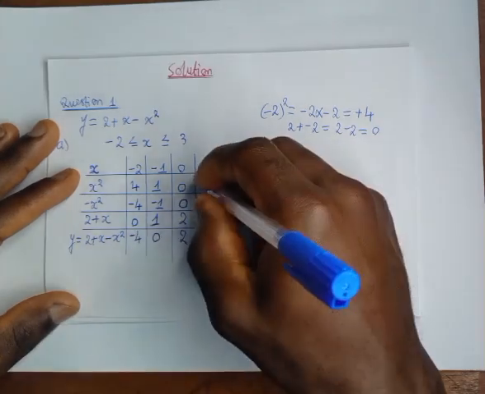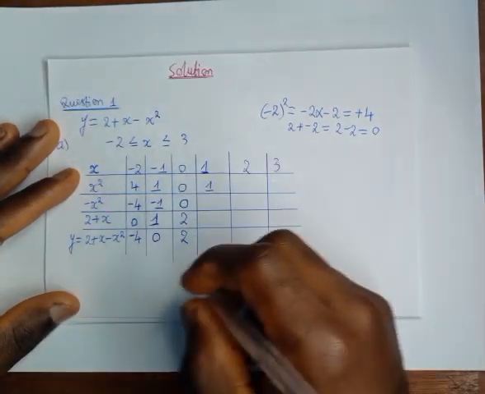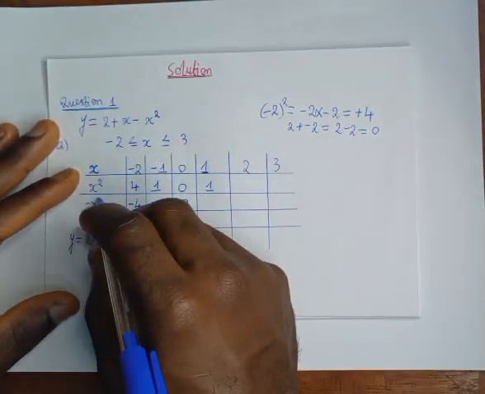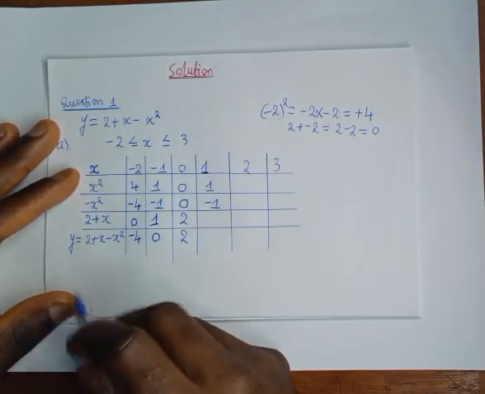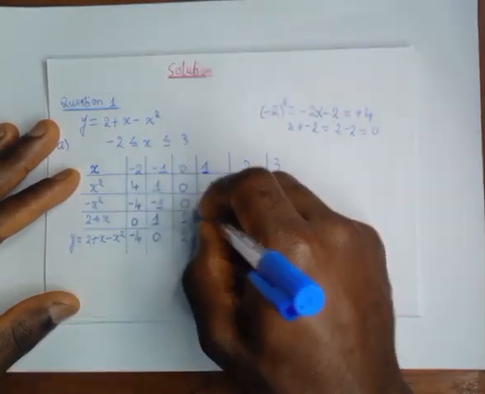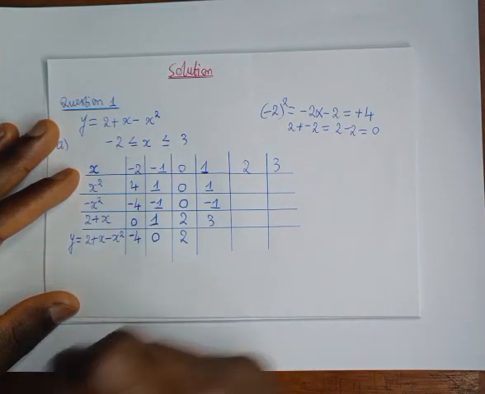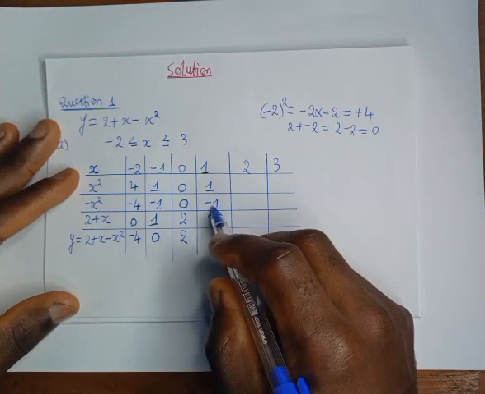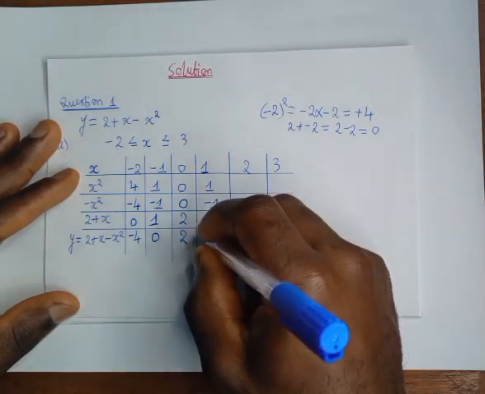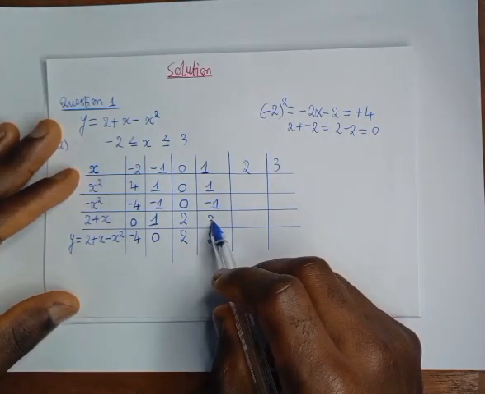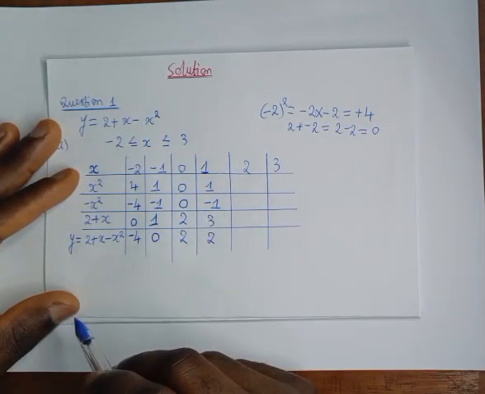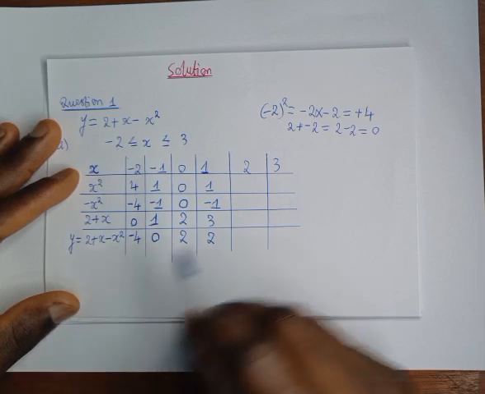We go now to 1. 1 squared is 1. Negative x squared gives us negative 1. 2 plus 1 gives us 3. The next, 3 plus negative 1 gives us 2. 3 plus negative 1 is the same as 3 minus 1, which is 2.